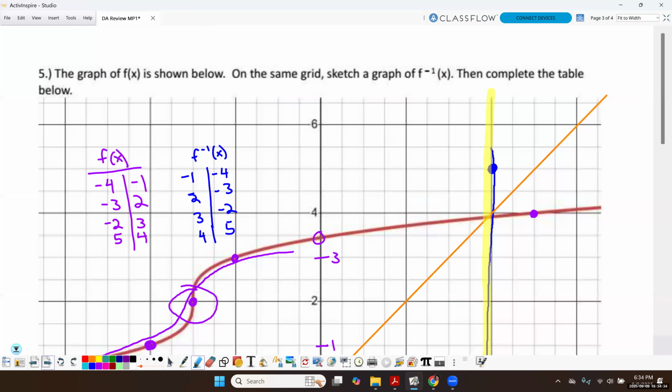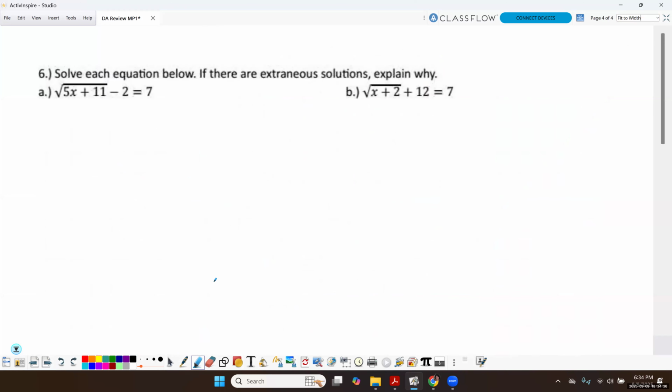Okay. Number 6 has a set of problems asking us to solve each equation, and if there are extraneous solutions, to explain why. So let's get into it. So the first equation, to isolate the square root, I'm going to add 2 to both sides. Step 1, isolate the root.